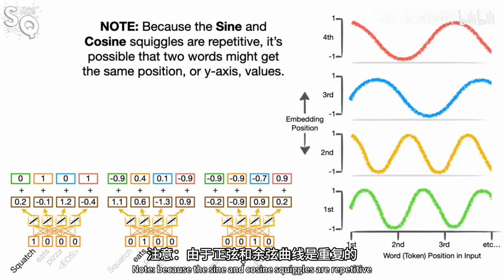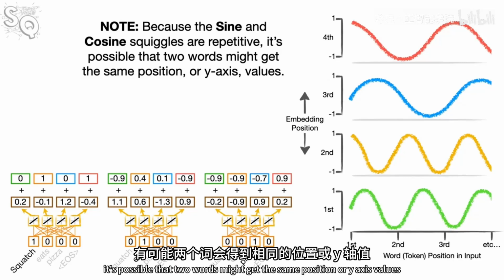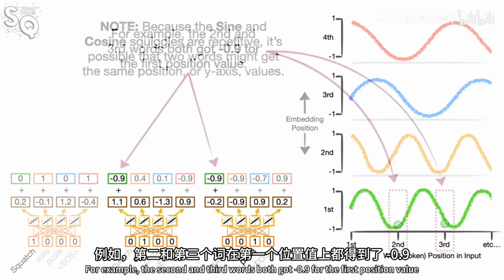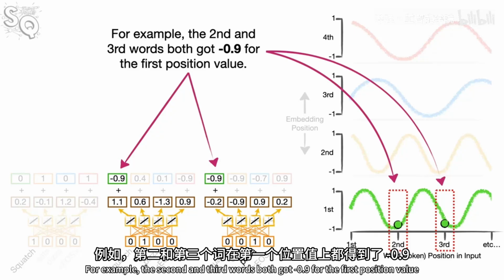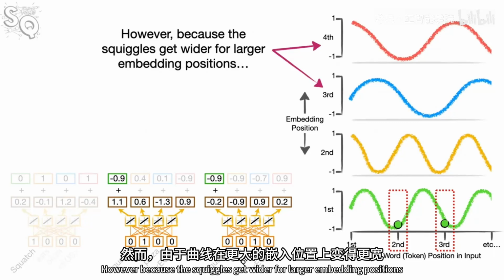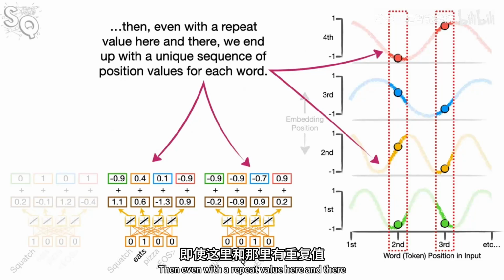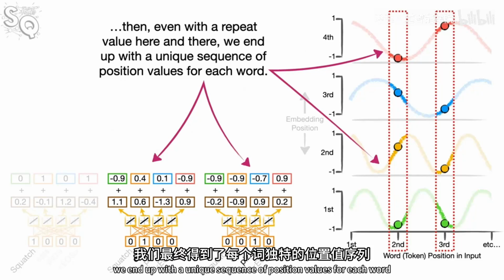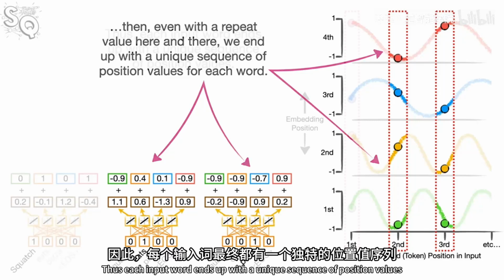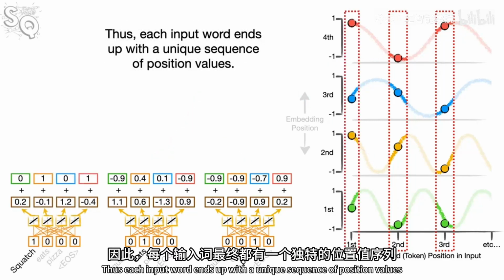Note, because the sine and cosine squiggles are repetitive, it's possible that two words might get the same position or y-axis values. For example, the second and third words both got negative 0.9 for the first position value. However, because the squiggles get wider for larger embedding positions, and the more embedding values we have, the wider the squiggles get, then, even with a repeat value here and there, we end up with a unique sequence of position values for each word. Thus, each input word ends up with a unique sequence of position values.